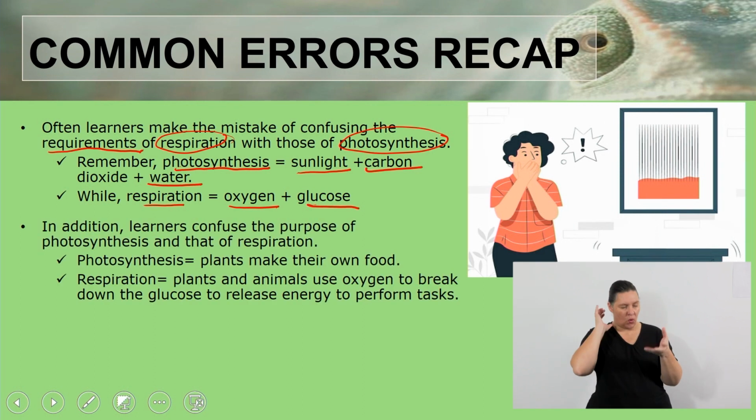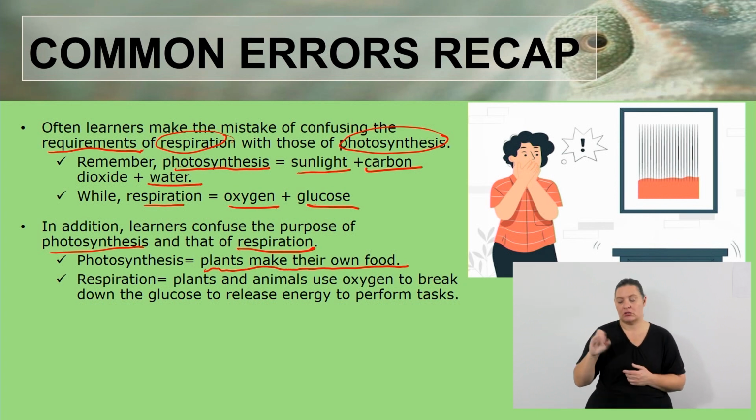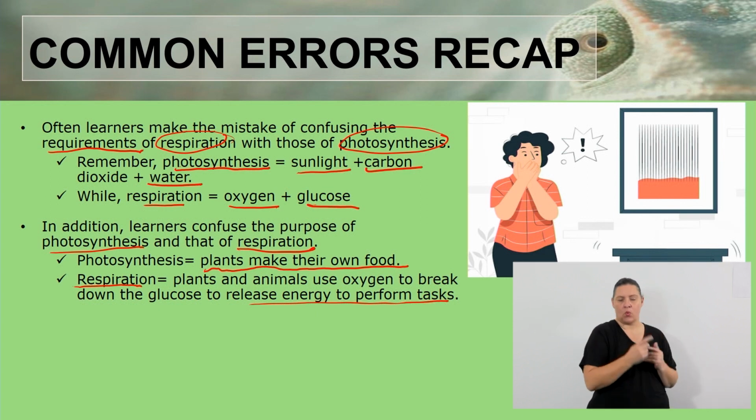In addition to that, learners confuse the purpose of oxygen in photosynthesis and respiration. Photosynthesis allows plants to make their own food, whereas in respiration, plants and animals use oxygen to break down glucose to release energy to perform tasks. So in photosynthesis, plants make their own food, so it's only found in plant cells. Whereas respiration is found in the mitochondria, which is found in both animal and plant cells, and it is responsible for the production of energy.